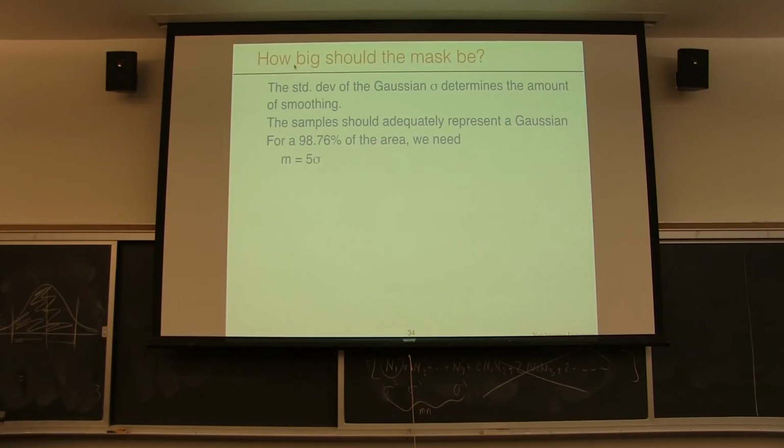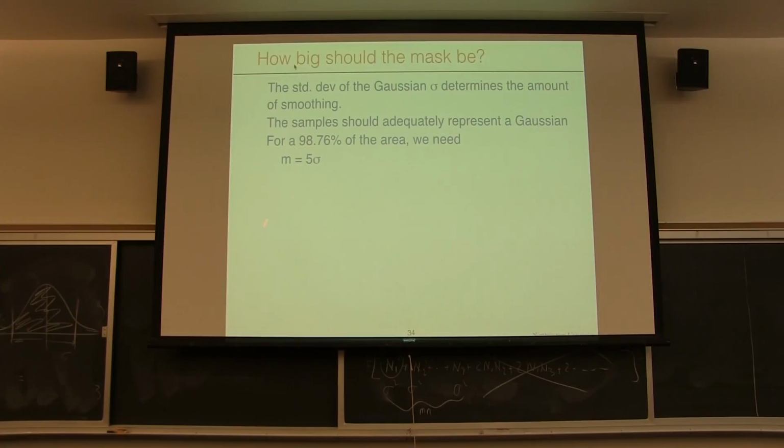Here we have the numbers: if I want the area underneath to be 98.76% of 1, then M, which is the width of my filter, has to be equal to 5 times sigma, because this is related to sigma. So here I have a relationship: if I know how much sigma I want, I know how big my filter should be according to that sigma.